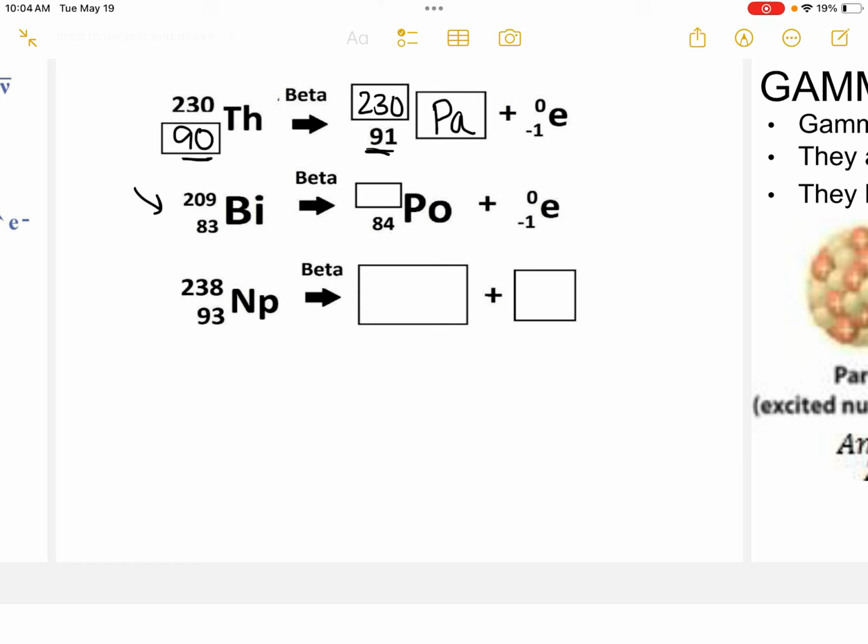The next problem here, we are already given that we have beta decay, we have our bottom number. All we need to show is that this is 209 because it's staying the same. Neptunium going through beta decay, top number is going to stay the same, 238. Bottom number is going to go up 1 to 94. And on the periodic table, that is plutonium. And we're going to draw our beta particle, 0, -1, E.